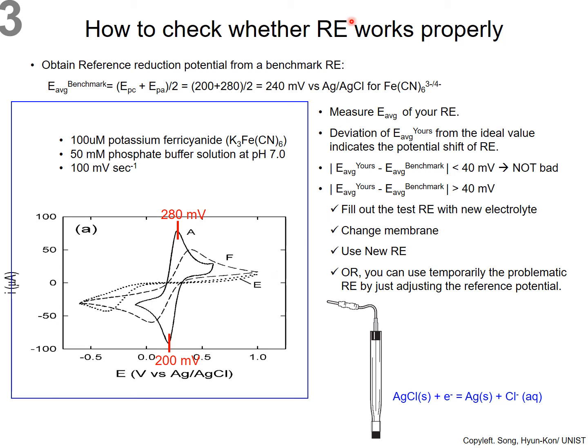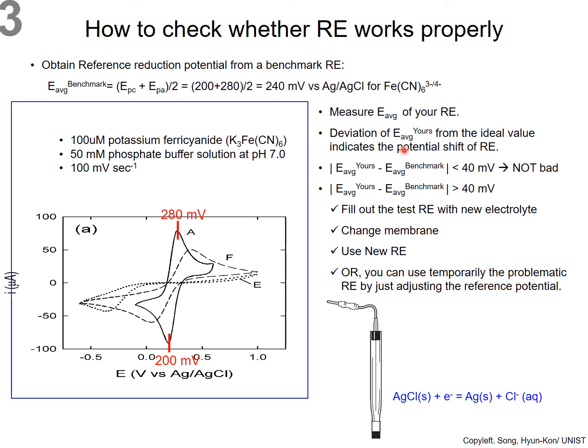Then let's go to the reference electrode. As the first step, obtain the reference reduction potential from a benchmark reference electrode. A benchmark reference electrode means a good reference electrode. Then calculate the average value of the peak potential. So the cathodic peak potential plus the anodic peak potential divided by 2 is the average potential of the benchmark reference electrode. Let me say this cyclic voltammogram is obtained from your benchmark reference electrode. Then the average peak potential is measured at 240 millivolt versus silver chloride for ferricyanide electrochemistry. This value will be used as the reference, and then measure the average peak potential of your reference electrode.